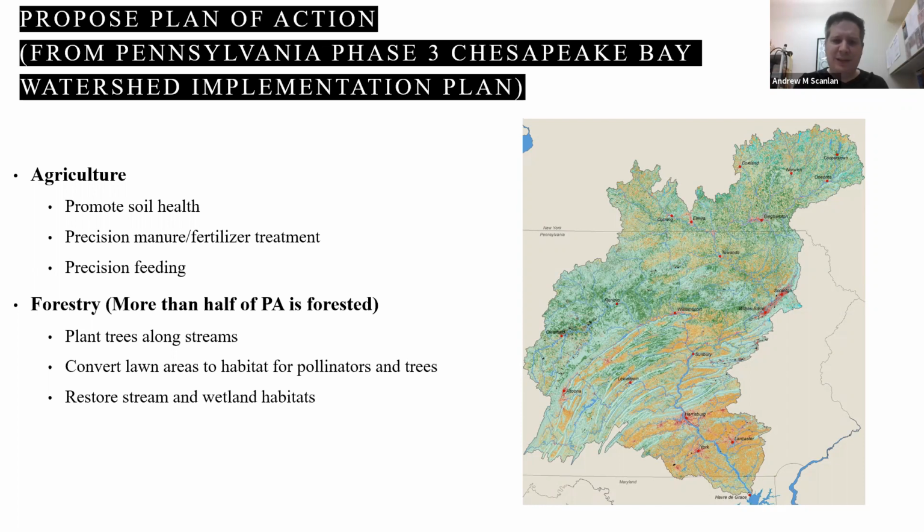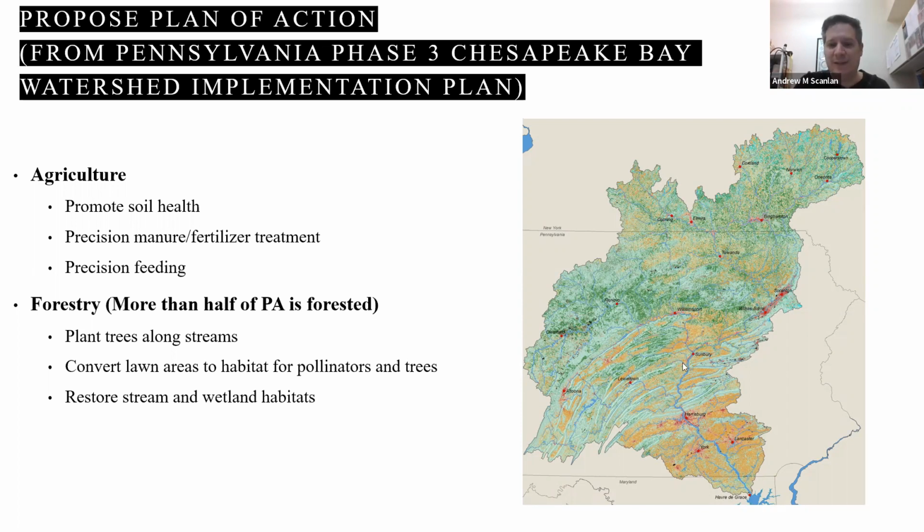And another thing the DEP is going to be looking at is forestry. More than half of Pennsylvania is forested, so we do have plenty of trees. However, there should be increased planting of trees along streams.